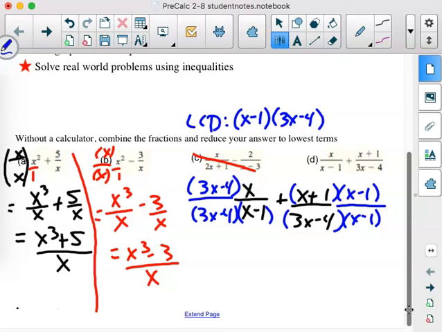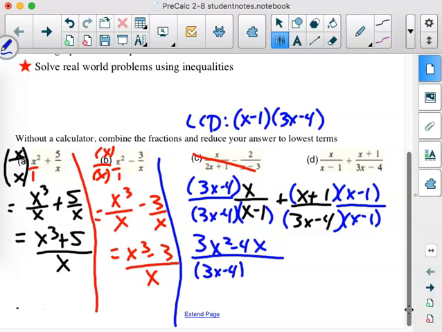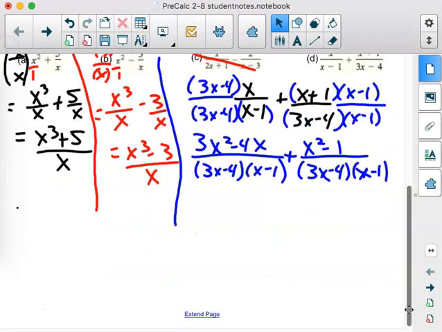So we would distribute this x through the parentheses from the right-hand side and get 3x squared minus 4x. And we would leave our denominator in that factored form. And then we would go ahead and take x plus 1 times x minus 1, noticing that that's a sum and difference pattern. So x squared minus 1 over the quantity 3x minus 4 times the quantity x minus 1.